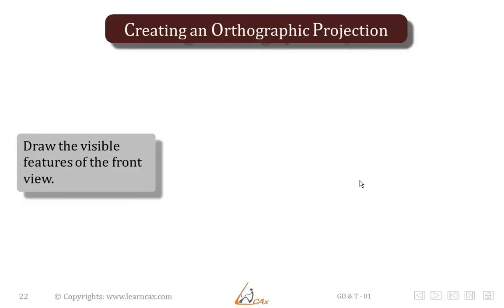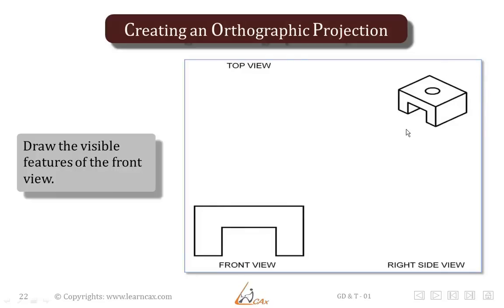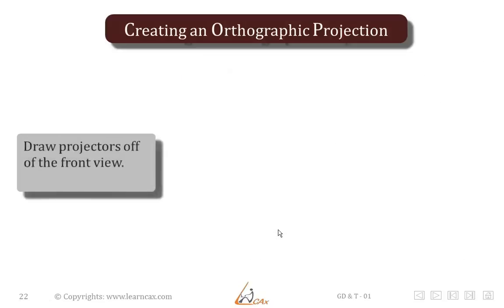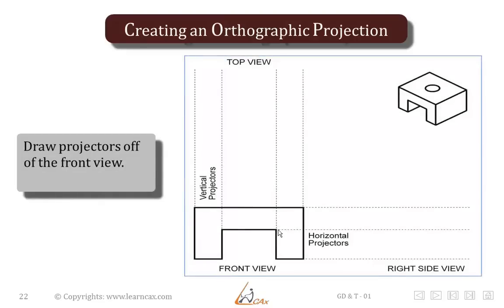So first of all, we'll draw the visible features of the front view. Here we have the isometric view of the object. Now let's draw the front view. Then draw the projectors of the front view. So we have drawn the vertical projectors as well as the horizontal projectors. Vertical projectors will help us create the top view, while the horizontal projectors will help us create the side view. So you might have noticed that we have not created the hole present on the top surface.